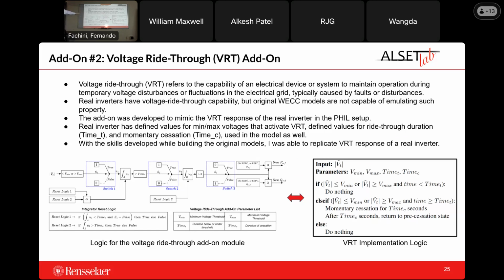So down below, I developed a logic that mimics the VRT from the real inverter. I used integrators, switch blocks, and reset logic to reset the integrators. And the logic behind it is that the real inverter uses two time constants. One time constant is the ride-through duration, and the other one is the momentary cessation. So if voltage goes below or above a particular limit, and the time that it was below or above this limit is less than the time for the voltage ride-through, then nothing happens. The model and the inverter continue in voltage ride-through capability. But if it is below or above the limit, and the time it stays there is above the voltage ride-through duration, then there is momentary cessation of the power injection. And after a specific amount of time, the inverter starts to inject current again and returns to the pre-cessation state.